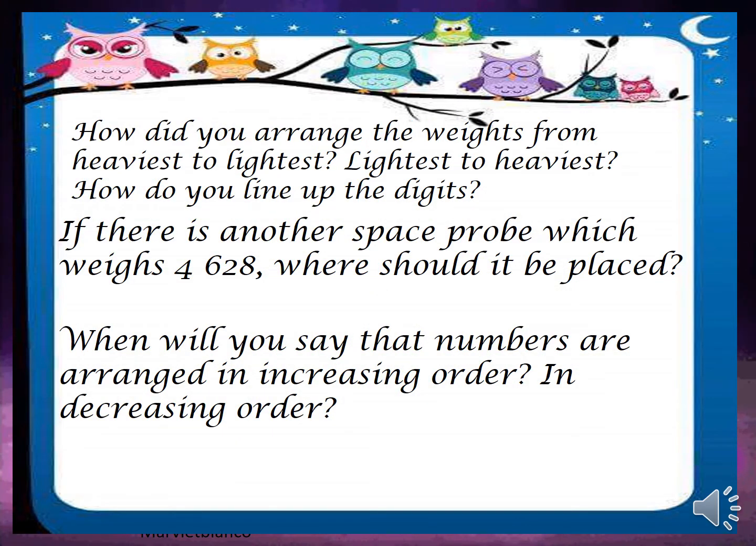How did you arrange the weights from heaviest to lightest, lightest to heaviest? How do you line up the digits? If there is another space probe which weighs 4628, where should it be placed? When will you say that the numbers are arranged in increasing order or in decreasing order?